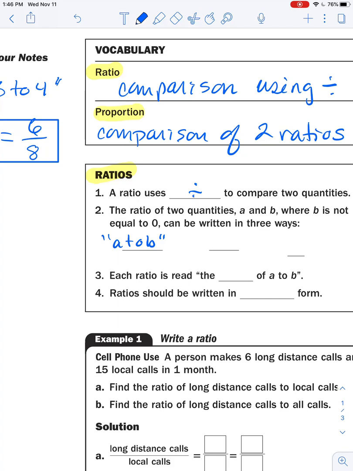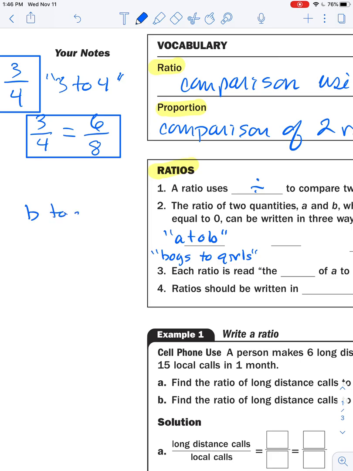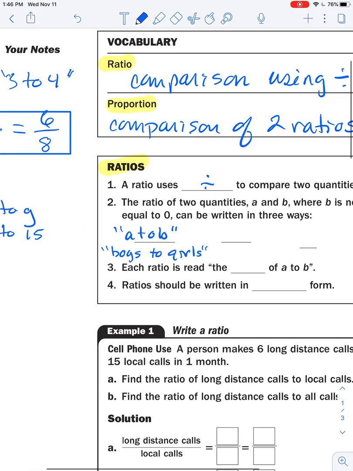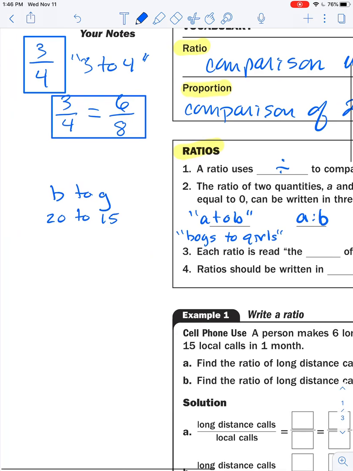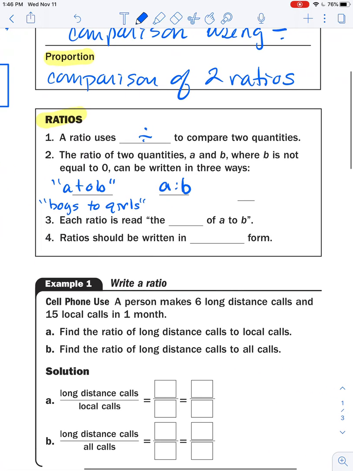So say, for example, you're looking at your class list and you say, oh, in terms of boys to girls, how many kids do I have? Boys to girls. And so you might say, okay, the ratio of boys to girls. And then I might have 20 boys and only 15 girls. So I would say my ratio is 20 to 15. Another way you can write it is like this. That means the same thing. So I could write my boy to girl ratio as 20:15. So those are two different ways.